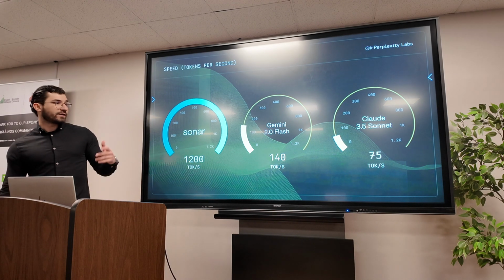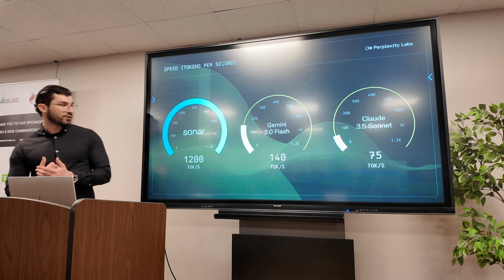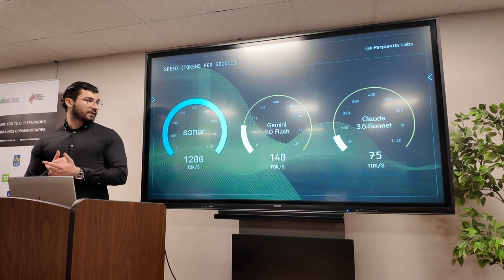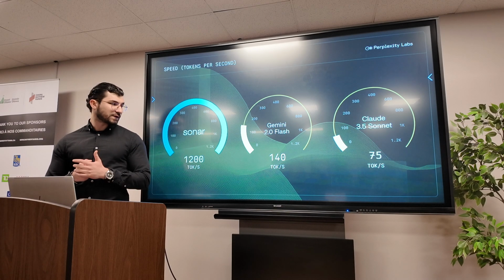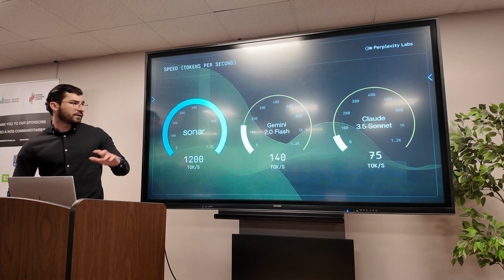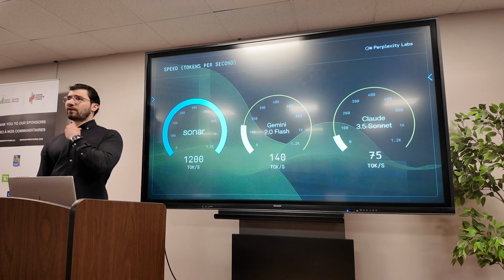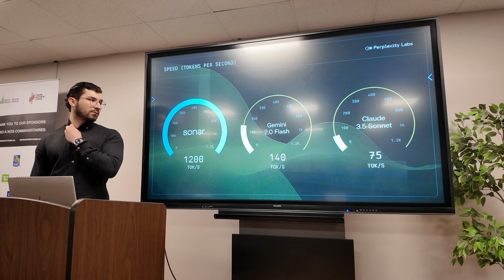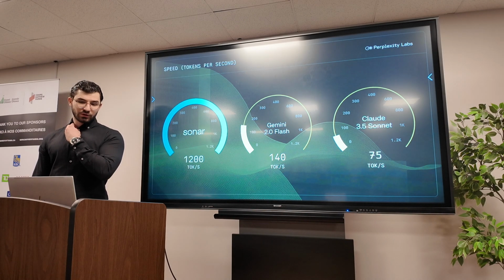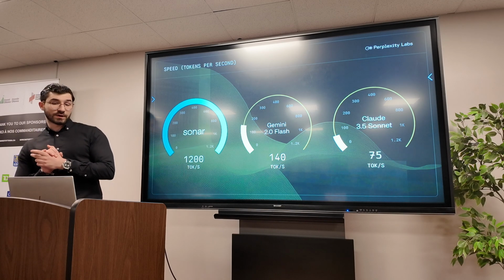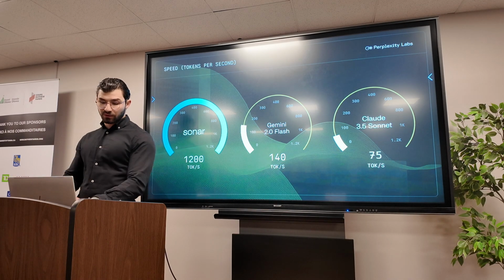And I have tested Claude 3.7 Sonnet. I use it a lot in my daily coding, and it is quite a bit faster, but Sonar is still the fastest, and I'll be showing it in a second. I tested with Gemini, and I tested with 4.5 preview for OpenAI's model, and OpenAI's model was really slow. So essentially, it was a competition between either Perplexity Sonar or Claude 3.7 Sonnet.